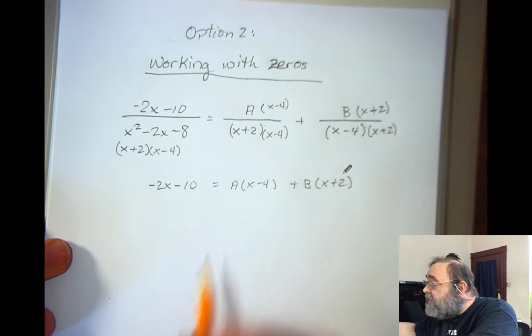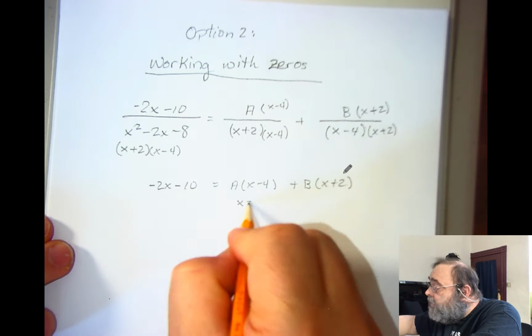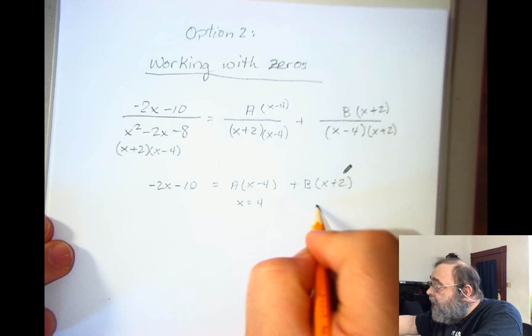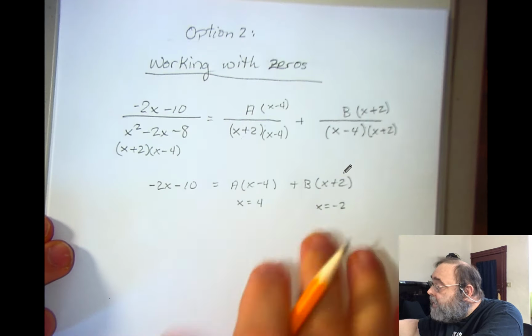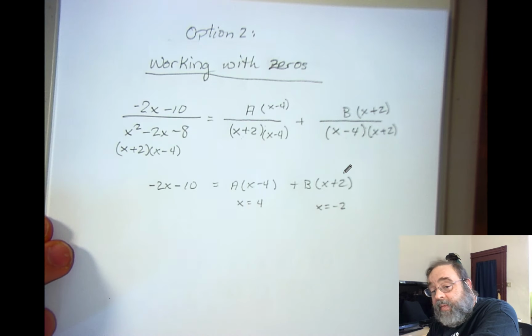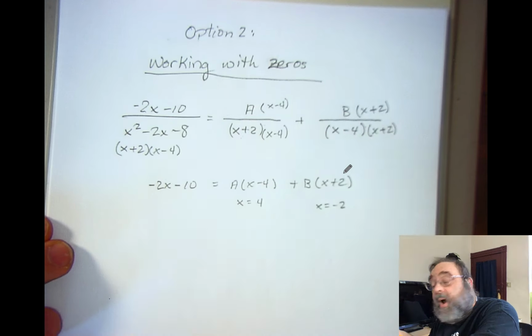Now, the zeros that we have are x equals 4 and x equals negative 2. And we're going to plug each of these in for all the x's that are given, and we will then be able to find our a and b.